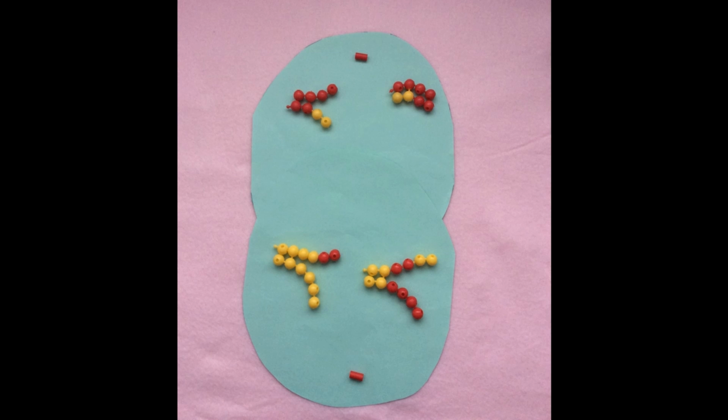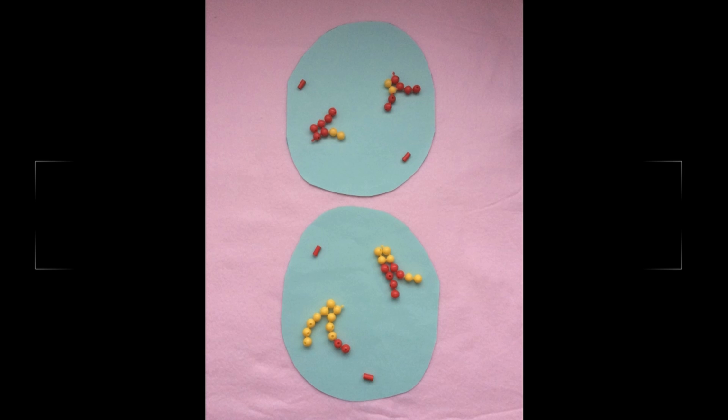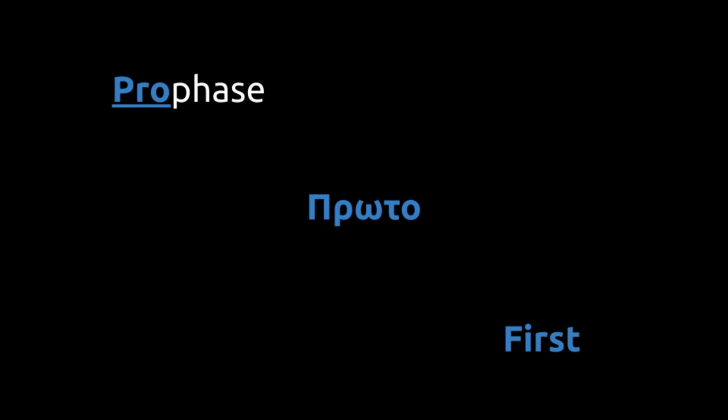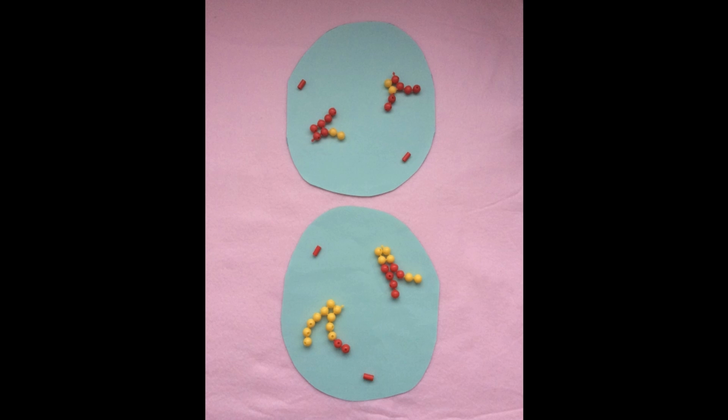On to Meiosis II. In Meiosis II, each cell has 2 chromosomes, but due to the crossing over in Prophase I, the sister chromatids are no longer identical. In Prophase II, remember, the pro in prophase is proto in Greek, meaning first. The nuclear membrane dissolves and spindle fibers begin to form.